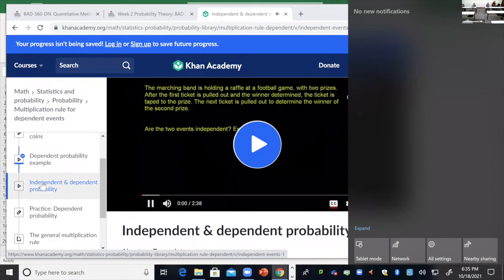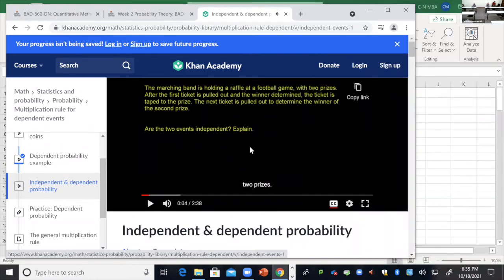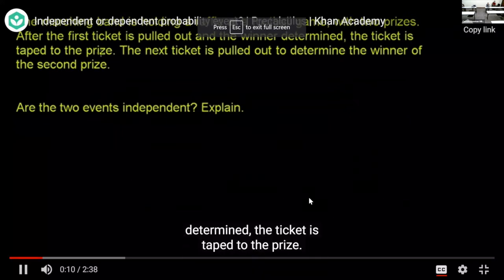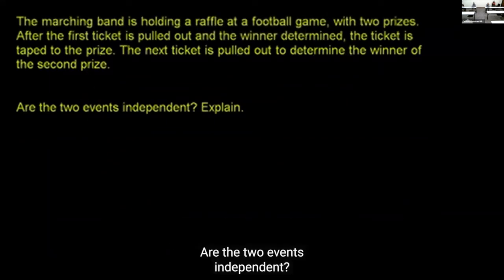A marching band is holding a raffle at a football game with 2 prizes. After the first ticket is pulled out and the winner determined, the ticket is taped to the prize. The next ticket is pulled out to determine the winner of the second prize. Are the 2 events independent?